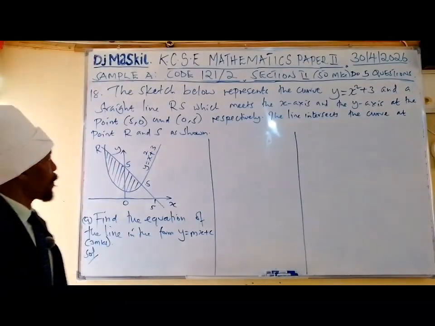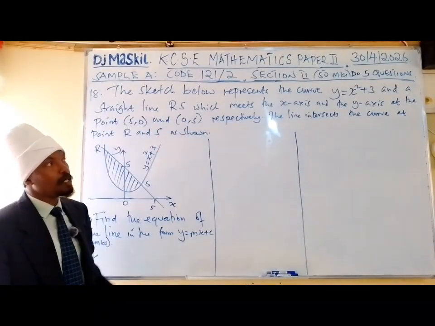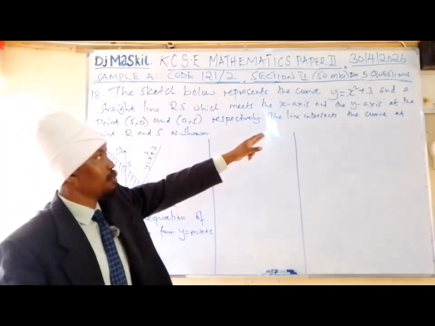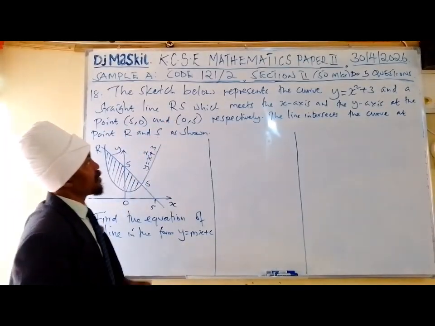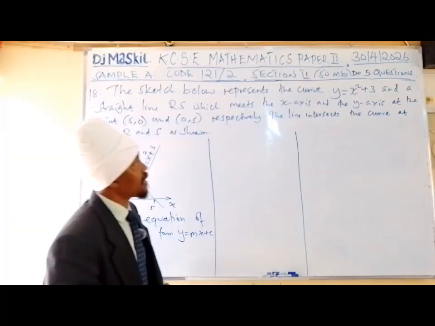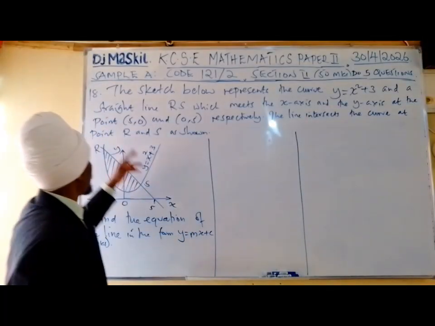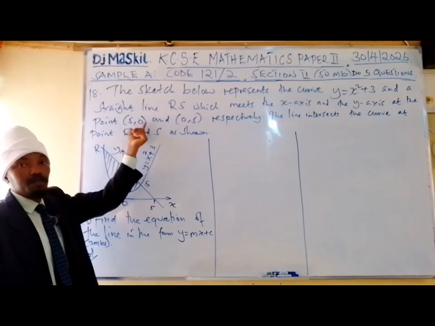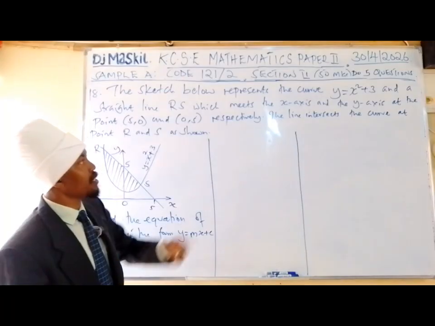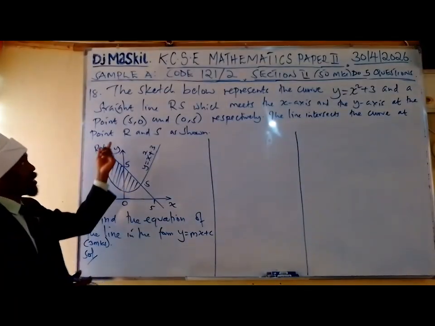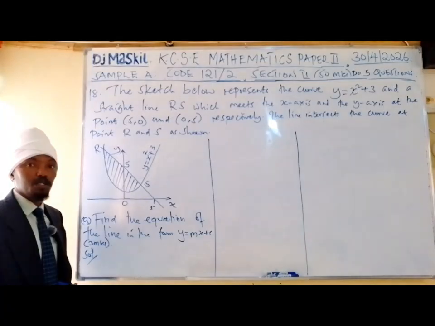Question number 18. The sketch below represents the curve y is equal to x squared plus 3 and a straight line RS, which meets the x-axis and the y-axis at the points 5, 0 and 0, 5 respectively. The line intersects the curve at points R and S as shown below.